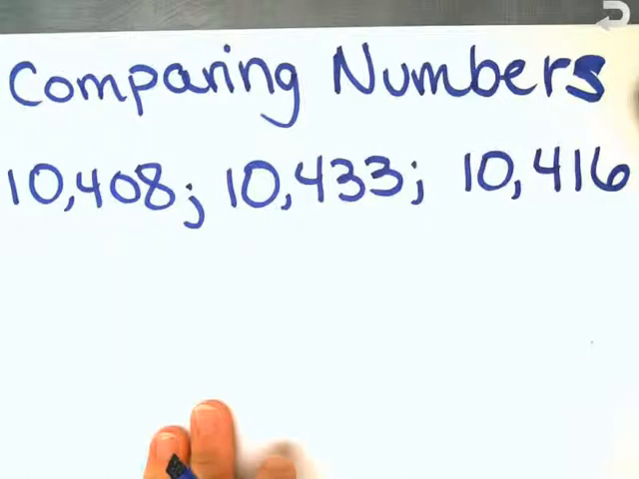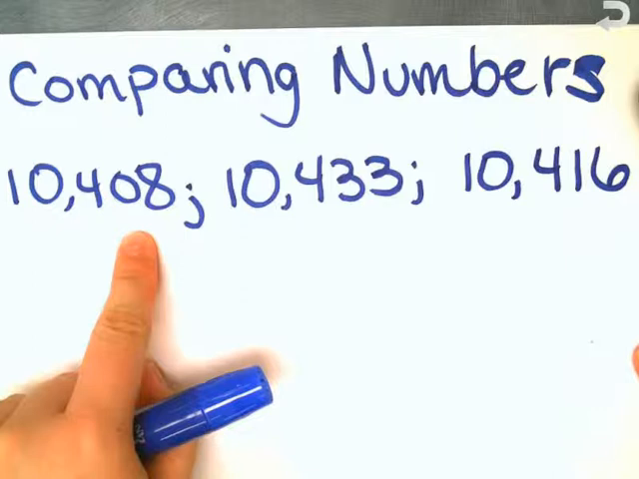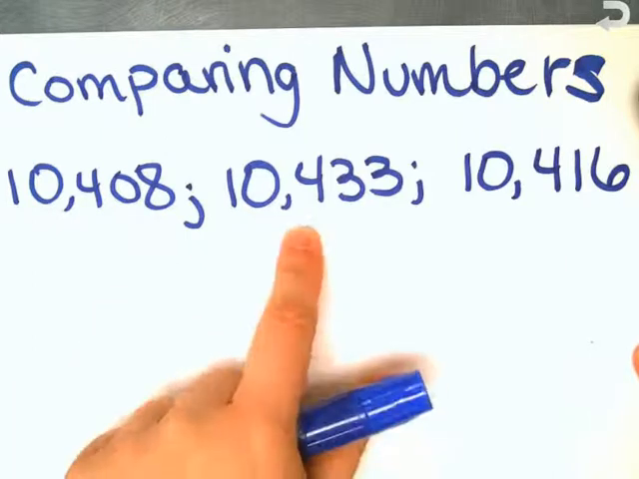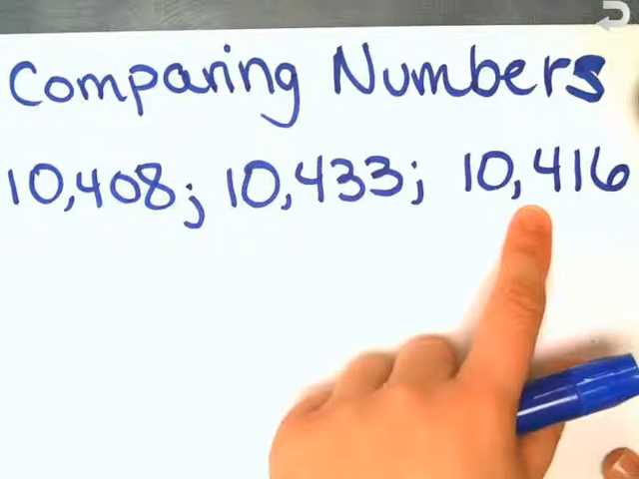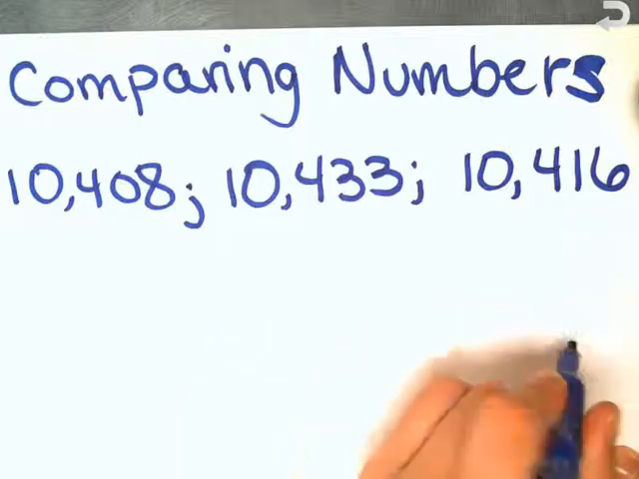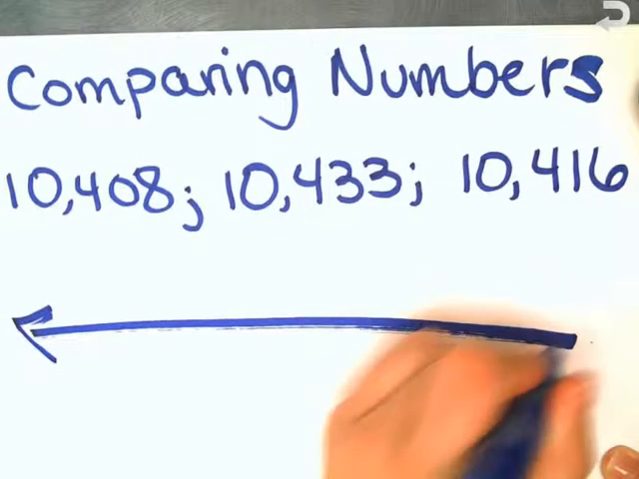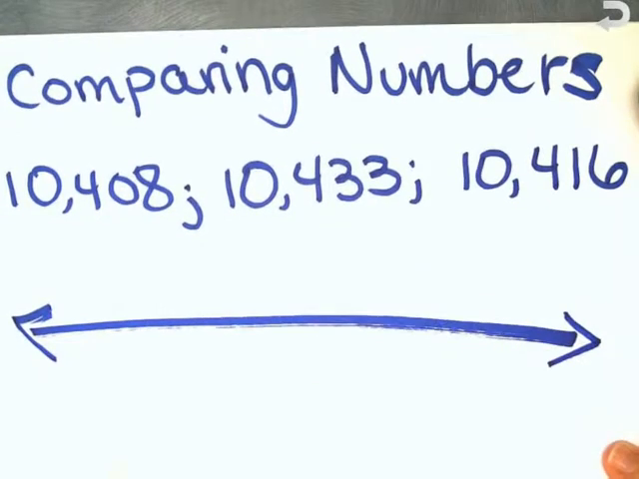I'm going to show you 3 ways to compare and order numbers. Here I have the numbers 10,408, 10,433, and 10,416. I am going to use a number line to compare and order my numbers from least to greatest.